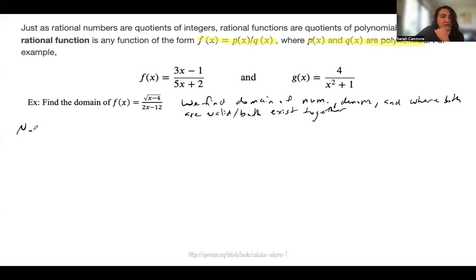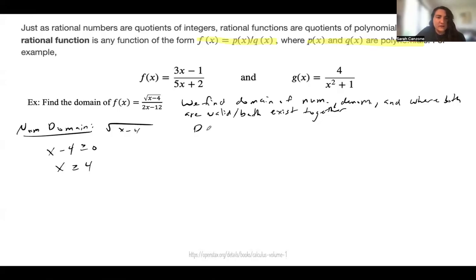All right. So what I'll do is I'll say, here's the numerator domain. Let's solve this. We have the square root of x minus 4. And what we know about square root functions is that we can never have a negative under our square root, which means that x minus 4 has to be greater than or equal to 0 always. Okay, so that means that x is greater than or equal to 4.